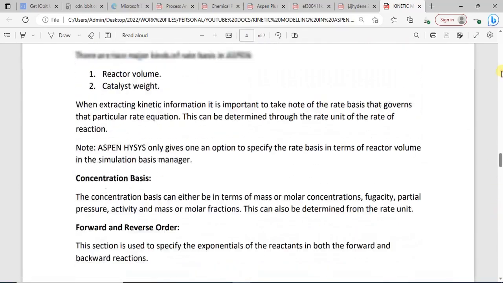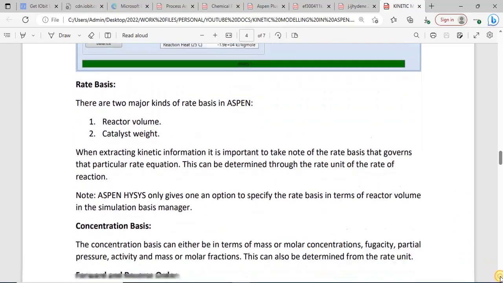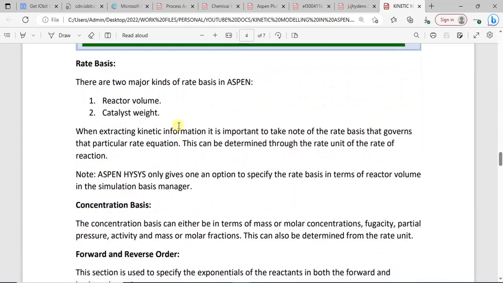So these are very important things you have to look out for when you are sourcing your kinetic data, right? It is either based on the reactor volume or the catalyst weight. So you can determine the rate basis using the rate unit of the rate of reaction.